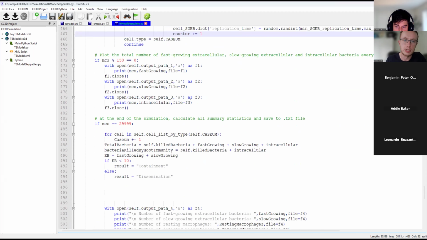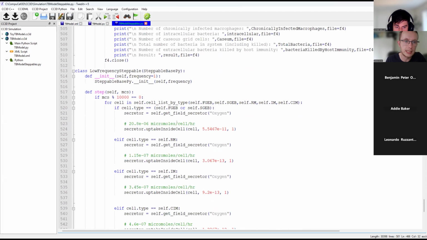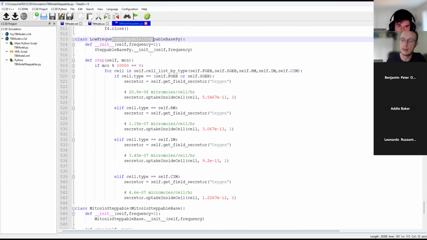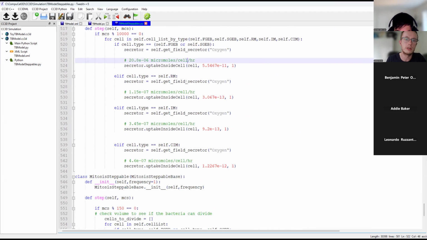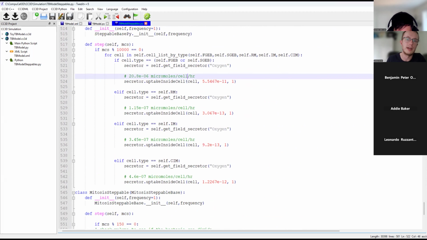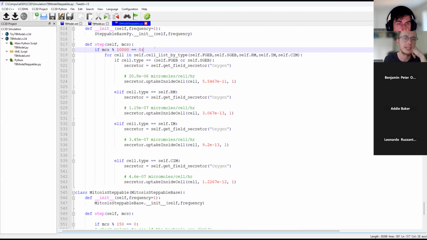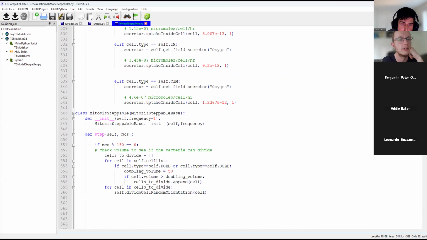These last bits are just saving some of the summary statistics effectively. The low frequency steppable is for oxygen consumption, as that's a very, very slow occurring process. It's set so that it happens regularly enough that something happens, but not so irregularly that the quantities involved are so small that nothing's really happening computationally speaking. Every 10,000 steps, they uptake a certain amount of oxygen.